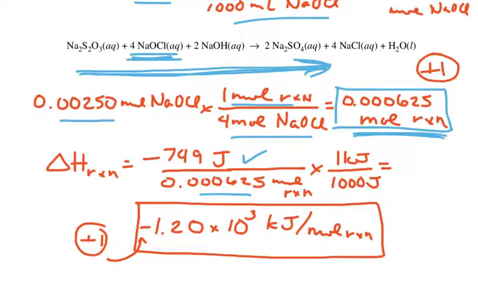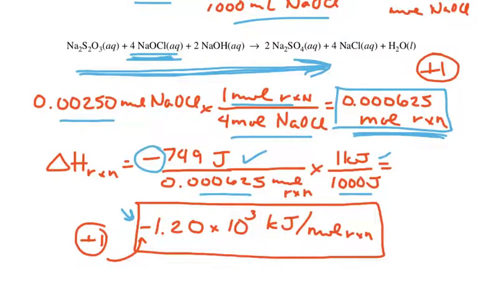It asks for kilojoules, so we've got to convert joules to kilojoules, and include this negative sign. So once you do all this, we get negative 1.20 times 10 to the 3 kilojoules per mole of reaction, and you get a point for getting that negative sign.